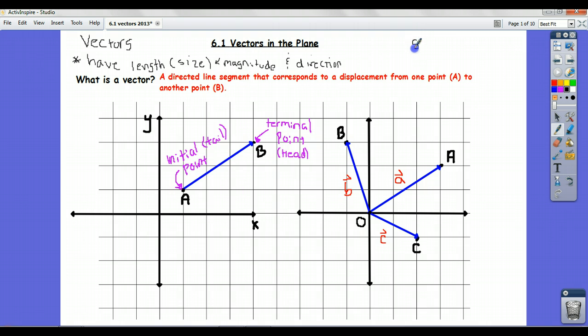Compare that with the definition of what's called a scalar, which just has size. Okay, just has size. Not length or magnitude or direction.